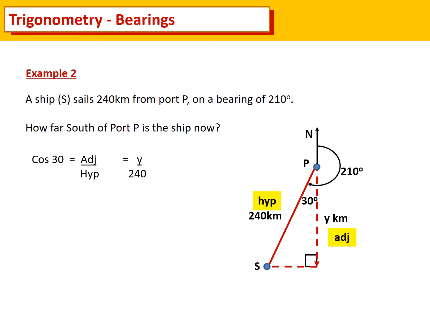Now we're trying to find y, so we need to get rid of this dividing by 240. So we multiply by 240. So 240 times cosine 30, rounded off, and that's 208 kilometres.